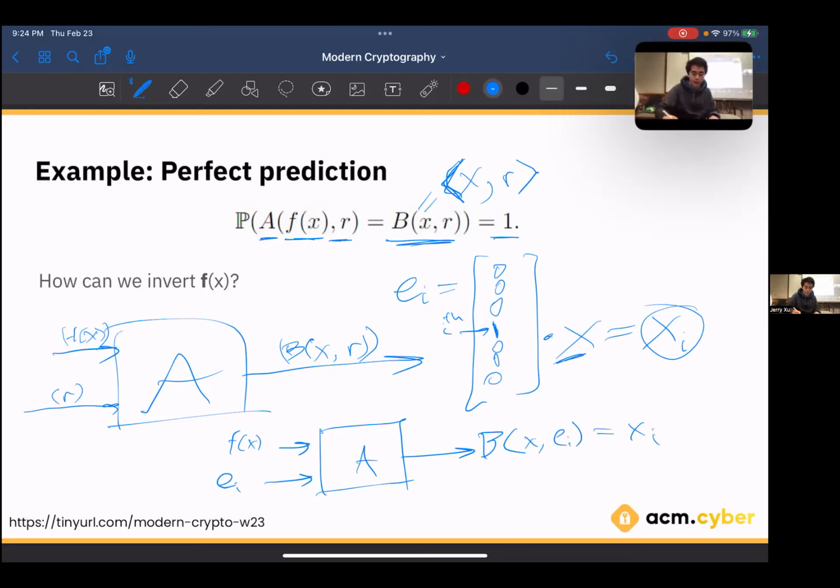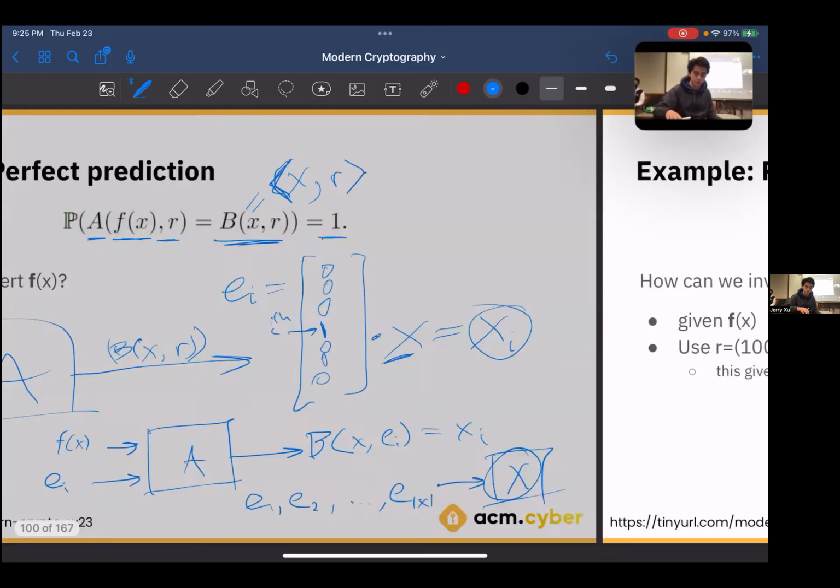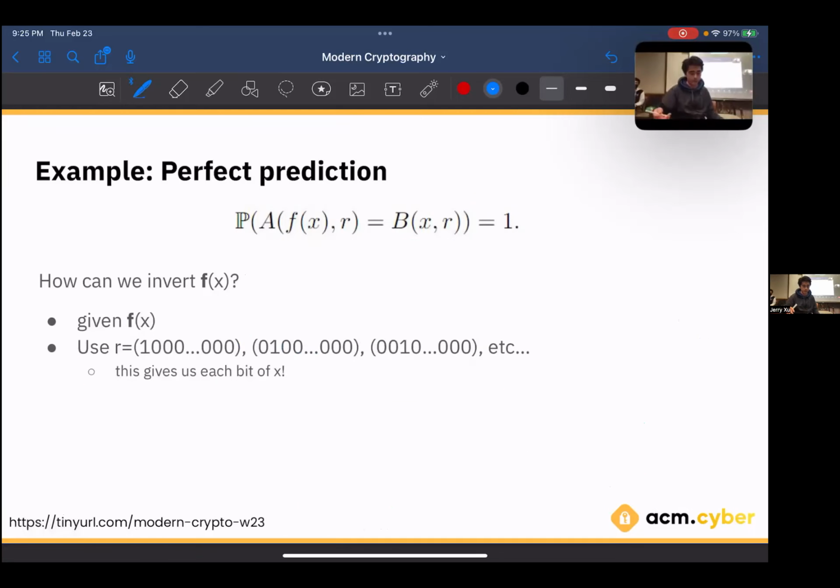So as we let i range over all of the entries of x, so e1, e2, through e of the size of x, what the adversary is going to give us is, bit by bit, every single entry of x, right? So at the end, what we're going to have is x. So essentially, we've used this adversary to perfectly invert the one-way function. Does everybody kind of see what we did there? Okay. Feel free to stop me if there are any questions. But yeah, so this is the summary of what we just did.